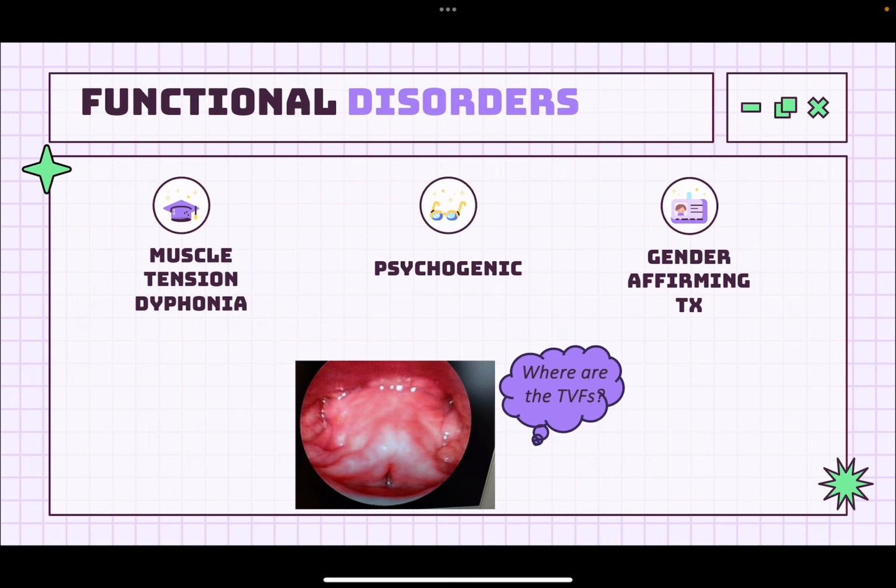And then lastly, we have functional disorders as well. So being able to talk about gender affirming voice or psychogenics or even just muscle tension. And here's the big question: where are those true vocal folds? We'll talk about this in class and let you look at this again, but take a minute to look at this and see if you can identify where those true vocal folds are. Can you identify them and point them out? That will be really critical as a speech language pathologist, that you are able to do that.